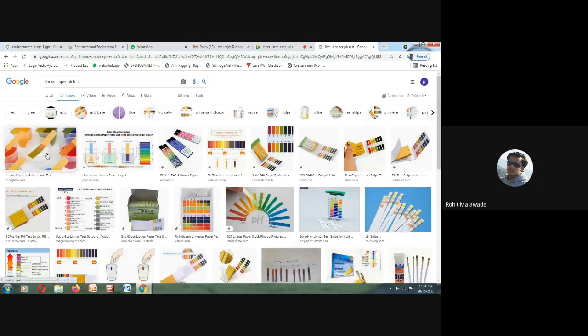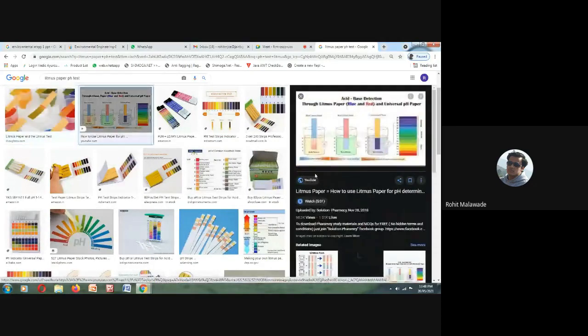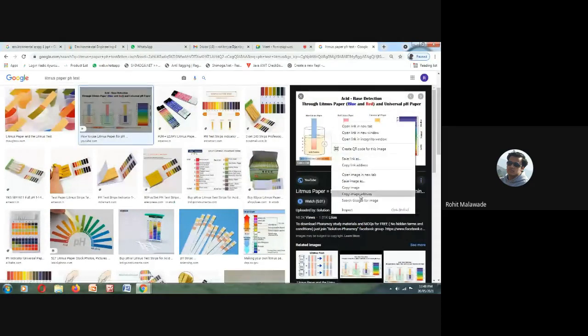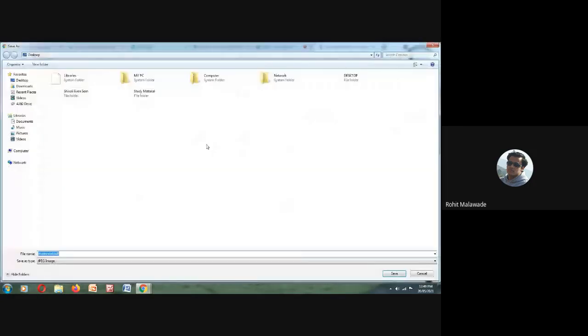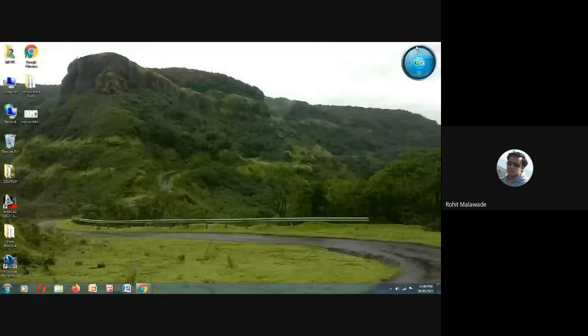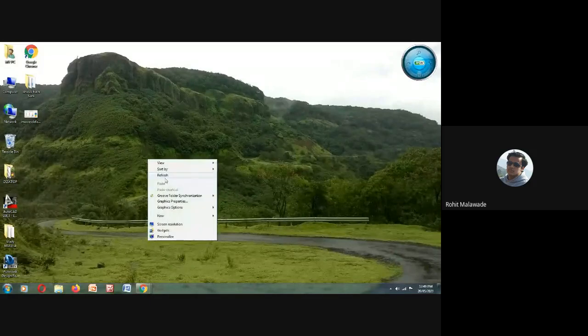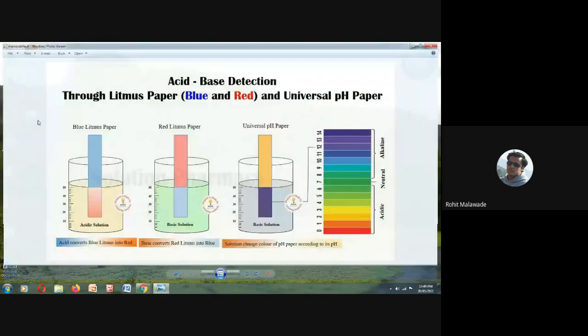Okay. So now this is how you are going to test the pH of a water sample with the litmus paper. You are going to test it. Just a minute, I'll be explaining this.